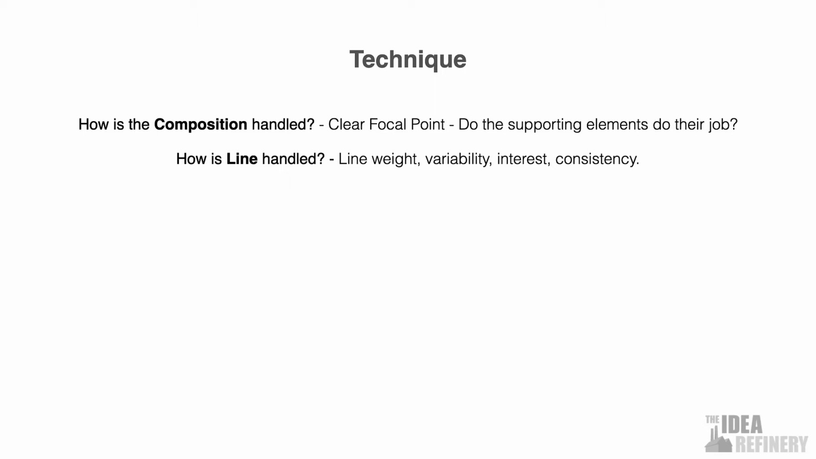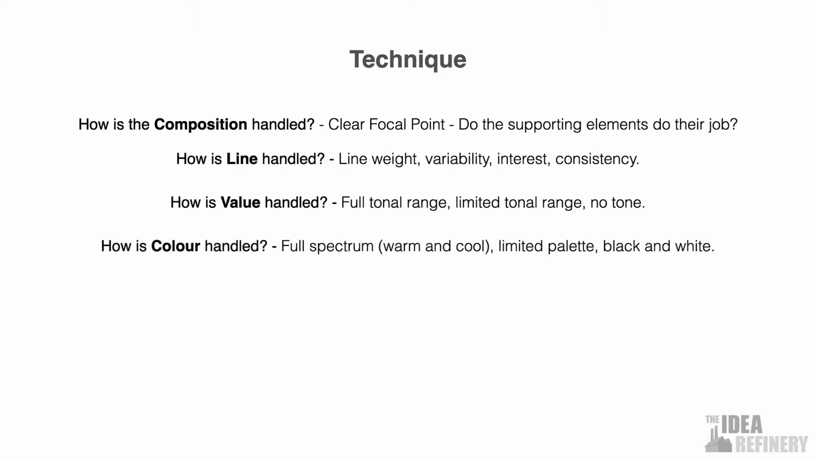Next, I like to ask, how is the value handled? Do we have a full tonal range, or is it a limited tonal range? Perhaps there's no tone at all. And how is the color handled? Is there a full spectrum from warm to cool, or is it a limited palette? Perhaps it's black and white. This is something that's very important when we're talking about illustration: how are the edges handled? Were the edges emphasized and hard-edged, or were they softened and de-emphasized? Or perhaps there's a combination of what we call lost and found edges.